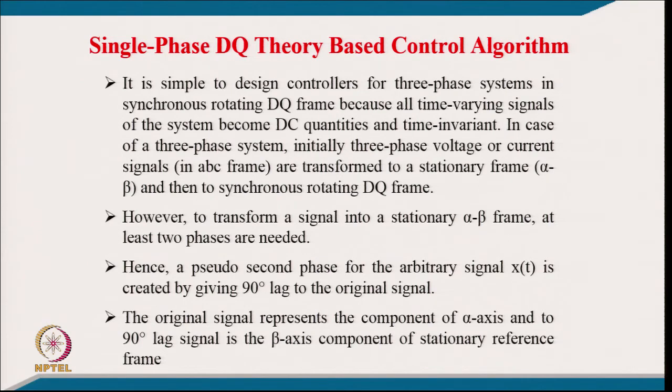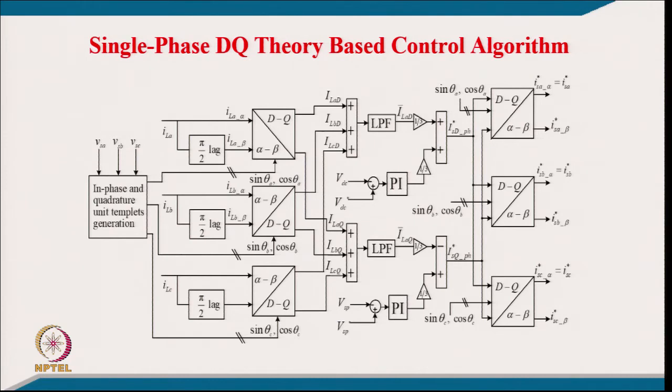In case of a 3 phase system, initially the 3 phase voltage and current signals in ABC are transformed to the stationary alpha beta frame and then to the synchronously rotating DQ reference frame. However, to transform a signal into the stationary alpha beta frame, at least 2 phases are needed. Hence, a pseudo second phase for the arbitrary signal is created by giving a 90-degree lag to the original signal. The original signal represents the alpha axis and the 90-degree signal the beta axis component of the stationary reference frame. Here we use both transformations, and this is the block diagram of the single phase DQ theory.